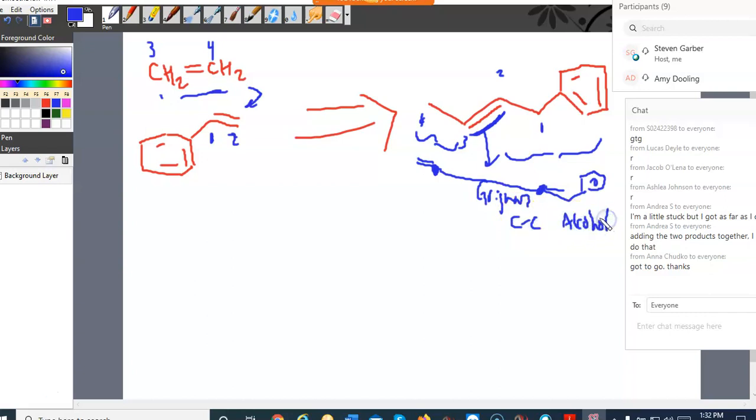And we've seen a few times today, and we've learned, that you can take an alcohol and eliminate it to a double bond. So the strategy is going to be to make the Grignard, which makes the alcohol, and then you're going to eliminate that alcohol to make the double bond.